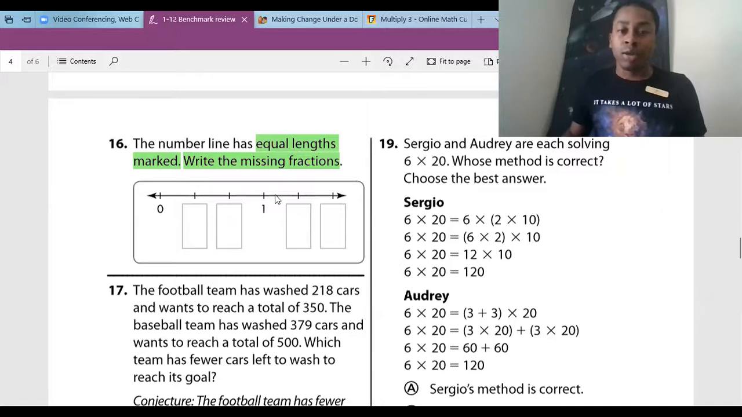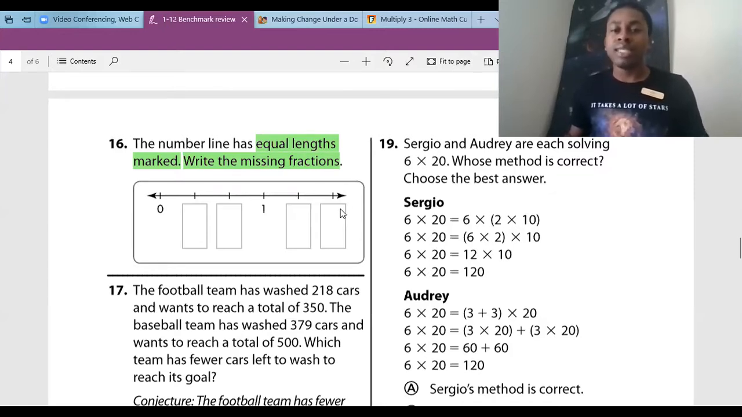So after 0, going all the way back to the beginning of the number line, after 0 would be 1/3, 2/3. That 1 would represent 3/3. After 3/3, we're going to keep going, would be 4/3. After 4/3 would be 5/3. So our number line should end with 5/3.